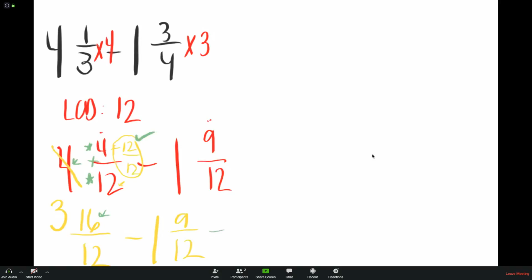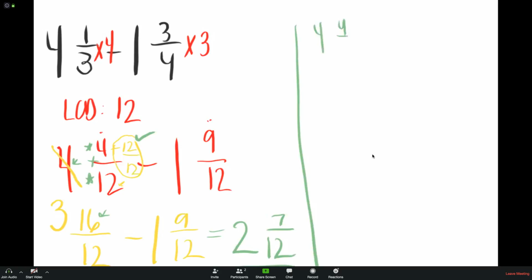When we solve, we get 3 minus 1, 2 as our whole number. 16 minus 9 is 7 over 12. And our answer is in simplest form, so that would be our answer. Remember, we can also do improper form and doing times plus times plus.